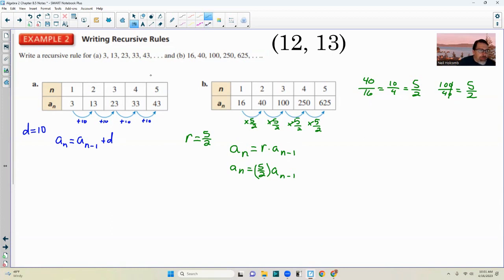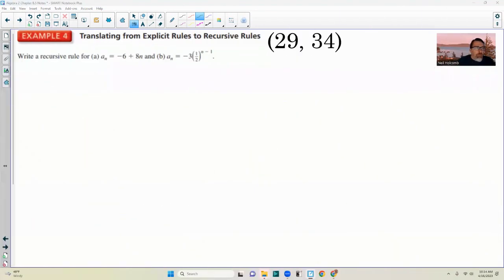Okay, now I didn't write this out over here. I said it and I never wrote it. So a sub n is going to equal a sub n minus 1 plus our common difference, which is 10. So this is the answer to A. And this is the rule for B. Okay, so that's how you write recursive rules. Now you should probably be able to do problem numbers 12 and 13 in your exercises.